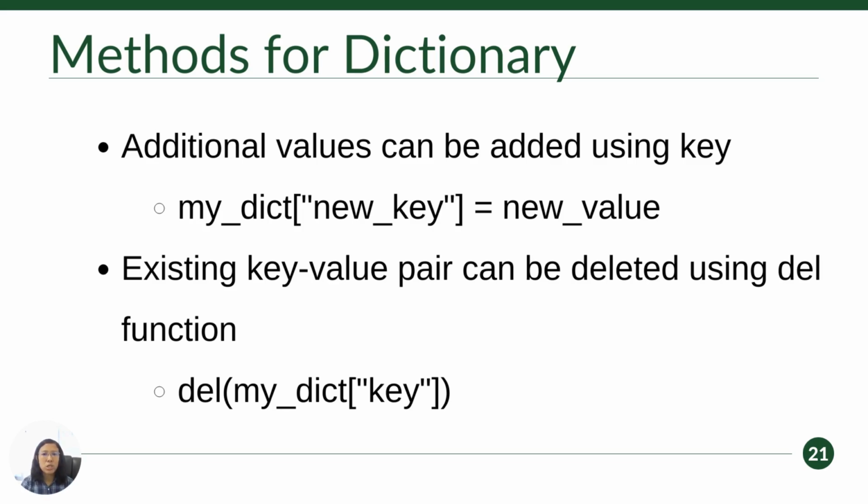Then how do we add additional values into this dictionary? You can just use my dictionary and then brackets with a new key, and then you assign the new value to that key. Likewise, an existing key value pair can be deleted using the key index and the del function. Del of my dictionary of key deletes the whole key value pair. So this dictionary is quite important. Later we will do some exercises on this dictionary for you to become familiar with the dictionary data type.